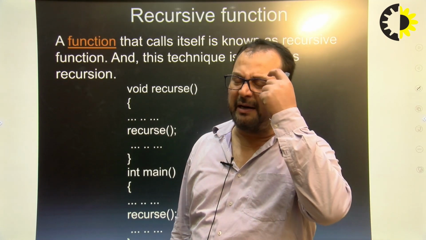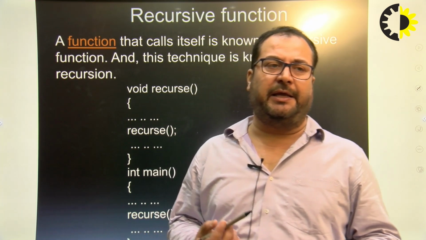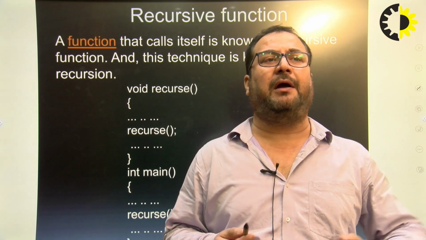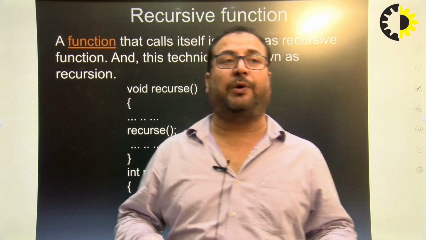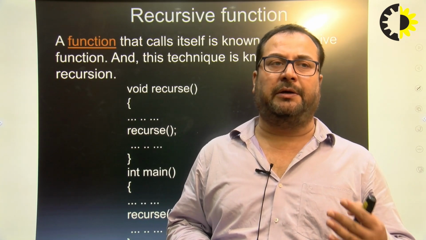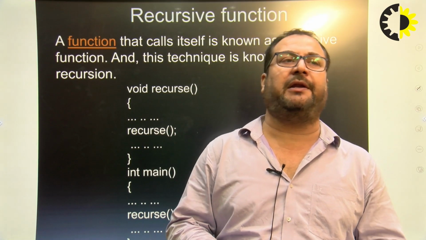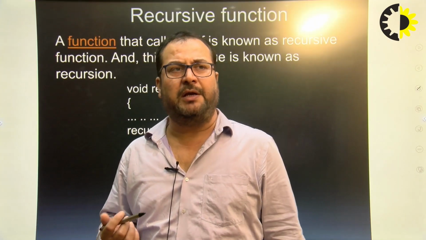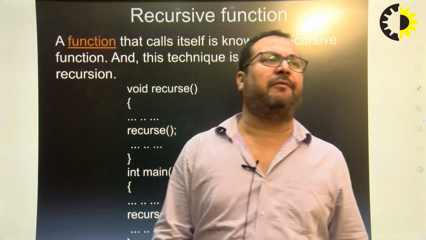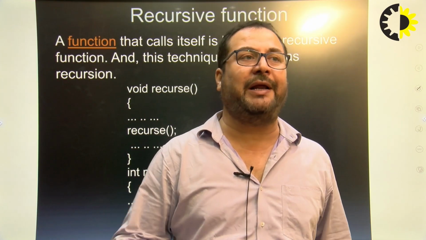Then another category is called the recursive function. So what is a recursive function? A recursive function basically uses the concept of recursion. Recursion is the process where we can define something in terms of itself. The concept of recursion can be implemented with a recursive function. So a function is called recursive when a function calls itself.